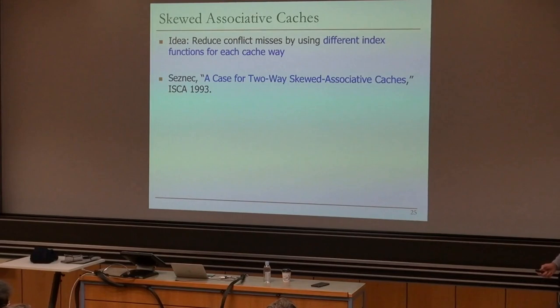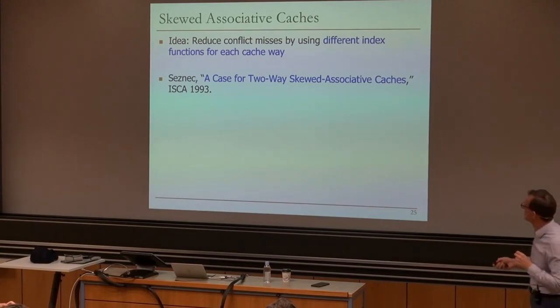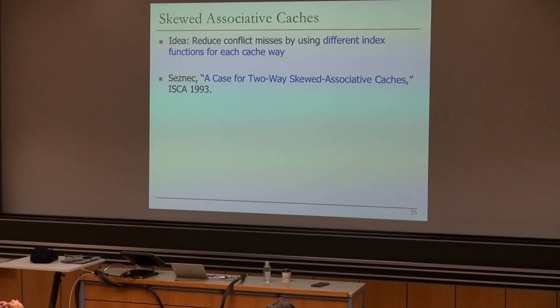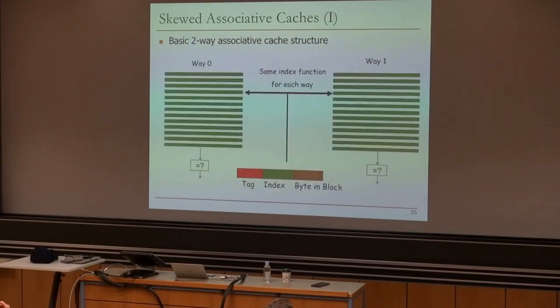Okay, there are other ideas that are really interesting. Andre Seznec, who is at INRIA, has been working on interesting ideas in caches. A lot of them made their way into the processors. But this is one other idea. Basically, this is hashing for associative caches. You reduce the conflict misses by using different index functions for each cache way. You actually increase the randomization even more. That's the idea. Very simple.